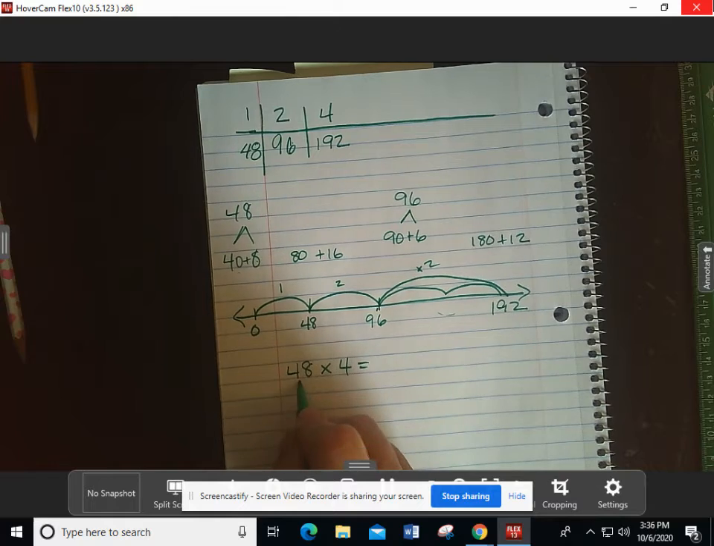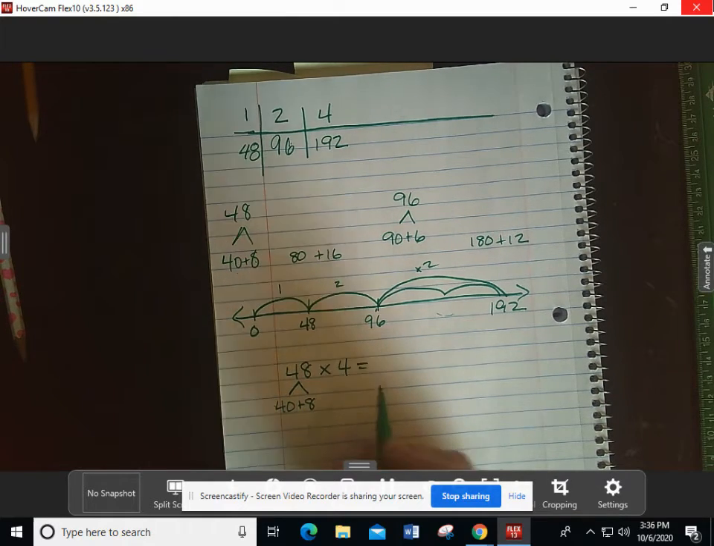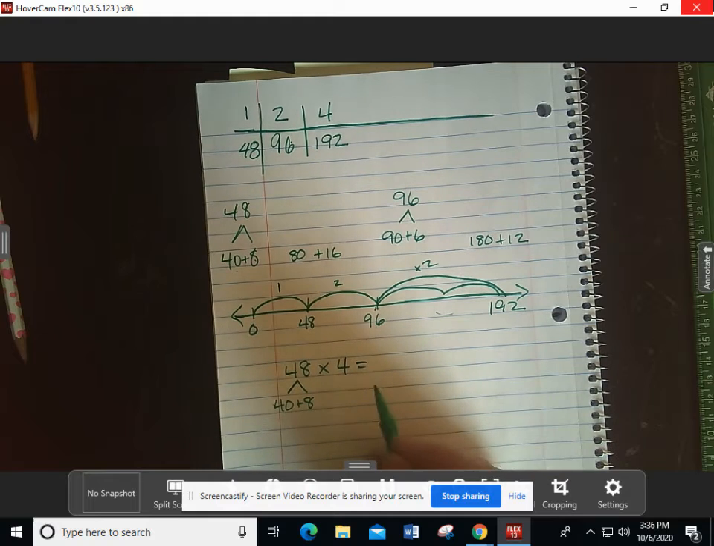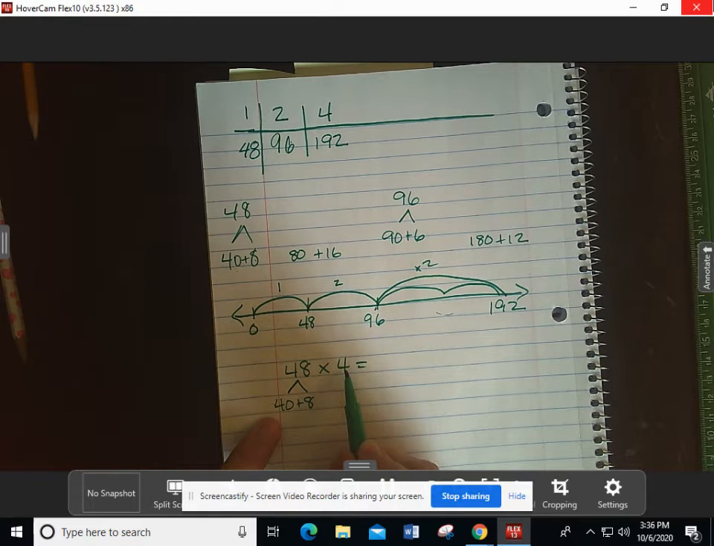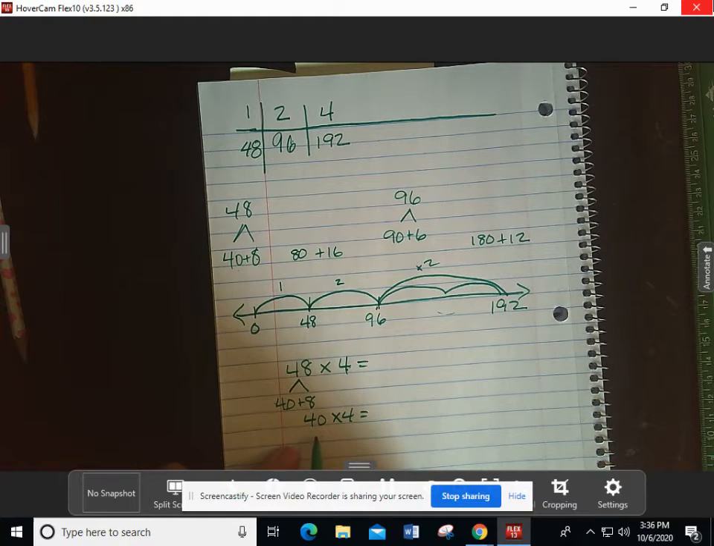They're going to split their number into 40 plus 8. And now they're going to distribute. We need to do the 4 times. We have to do times 4 here and times 4 there. So 40 times 4 equals, and 8 times 4 equals.